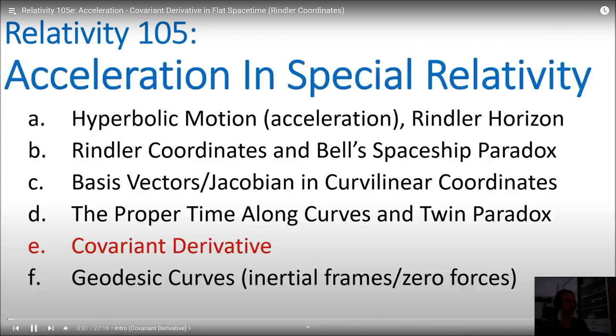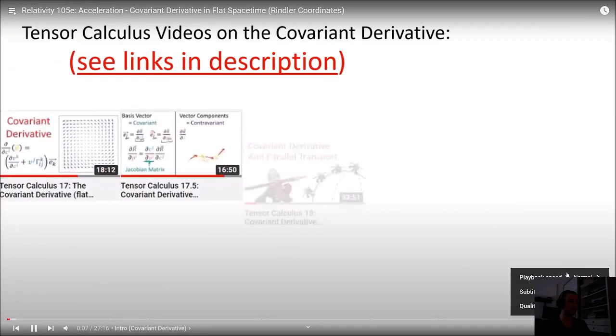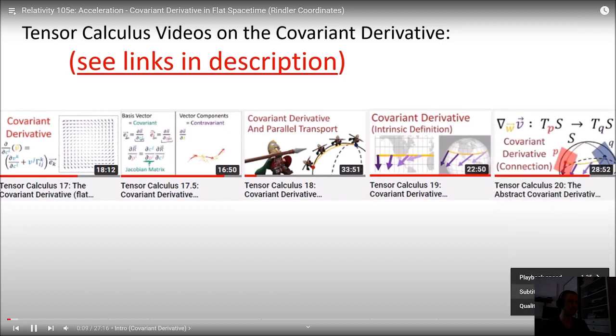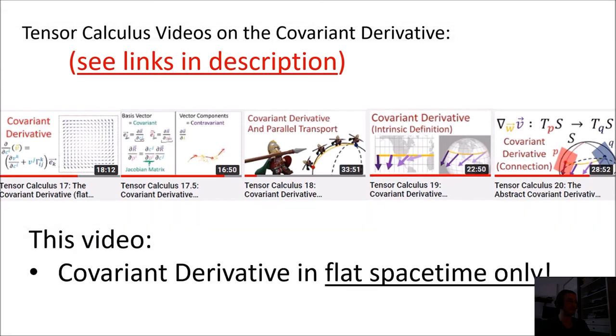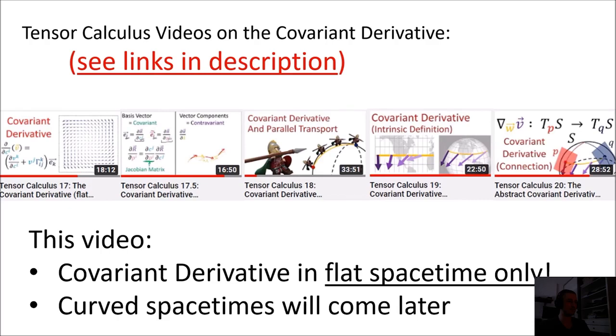In this video, we're going to talk about the covariant derivative in flat spacetime. I've already done 5 videos on the covariant derivative in my tensor calculus series, which covers the covariant derivative in flat space, curved space, and abstract Riemannian manifolds. So you can check the description for links to those videos if you want. In this video, I'm only going to talk about the covariant derivative specifically for the case of flat spacetime. Covariant derivatives in curved spacetime will come in a later video.